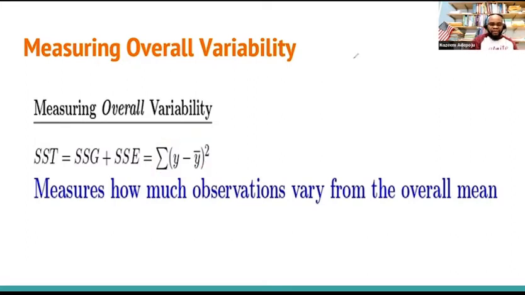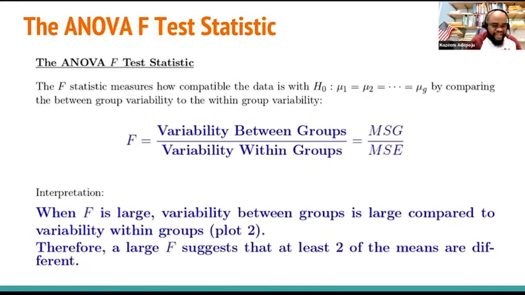Now, the moment I have all of that, I'm set for the ANOVA F-test statistic. The ANOVA F-test statistic is basically the ratio of the MSG to the MSE. You remember that I've walked you through how you can compute that manually, because the F statistic is just going to be the ratio of the variability between groups to the variability within groups. That will be the F statistic for testing the null hypothesis.